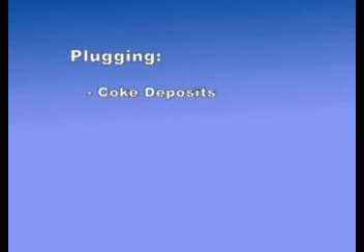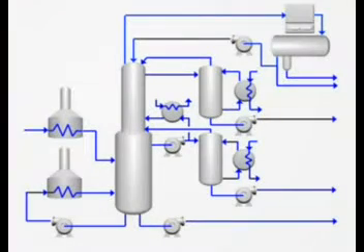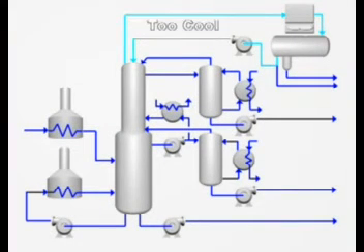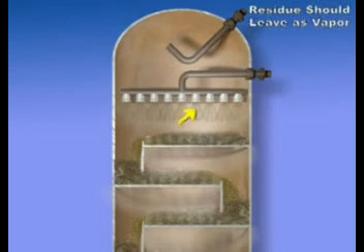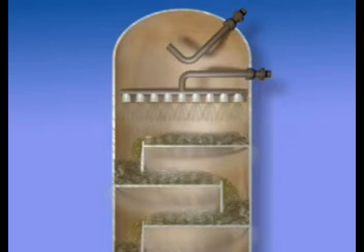Other causes of plugging of the trays include leaving salt deposits. This is referred to as fouling trays. When the overhead system is running too cool, residue that should have left as vapor from the top of the column is deposited on the trays. Besides the negative effect of the plugging, the metallurgical effects, like corrosion, of the reaction between the metal and the salts should be considered. Metallurgy is outside the scope of this presentation.